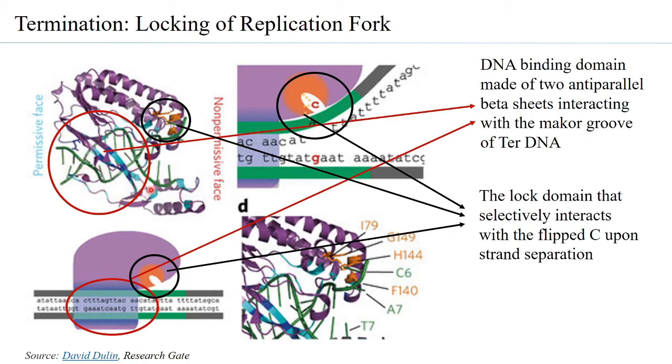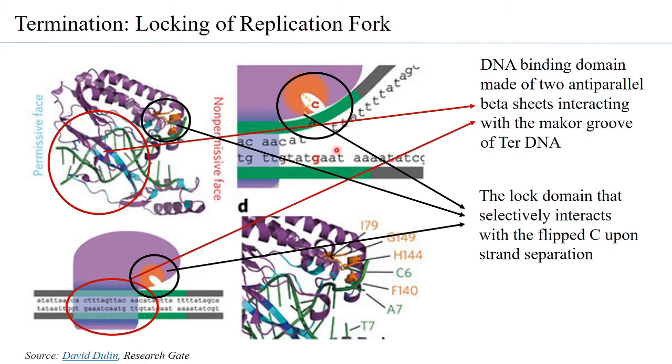The second thing that was observed is that there is a region in the Tus protein that forms a pocket, and the amino acids around this pocket are crucial. You can see that there are specific amino acids present, and these are able to bind to the flipped base as proposed in the previous model.